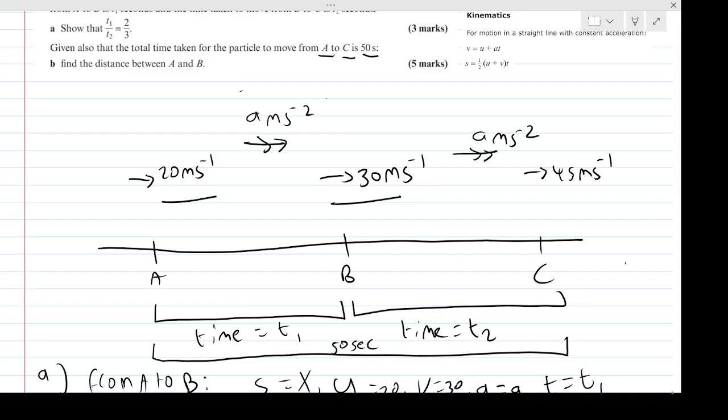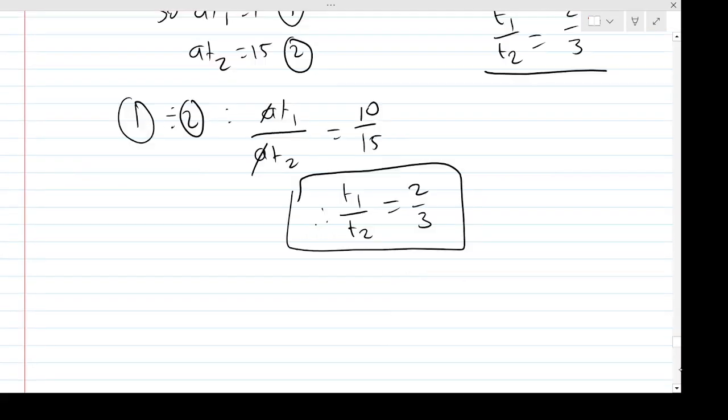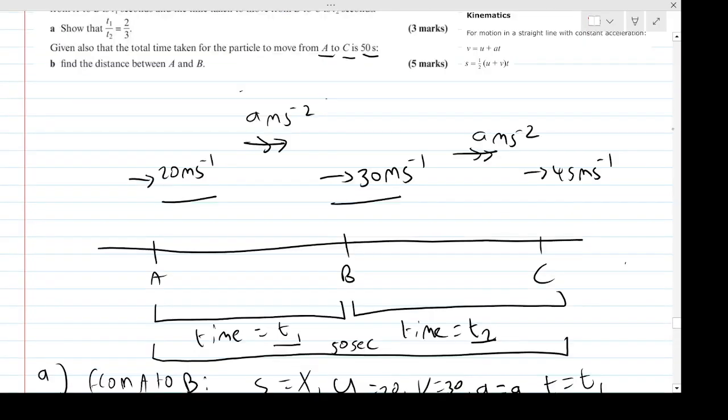So that means if it's 50 seconds overall for the two parts, then T1 add T2 has to equal 50, right? So if I note that down, T1 and T2 is 50, but also we have T1 over T2 is 2/3 from part A, right? Anyway, they want to find the distance from A to B, okay?